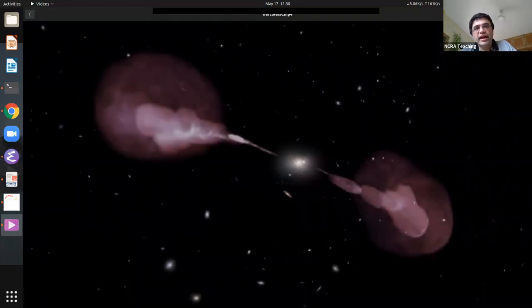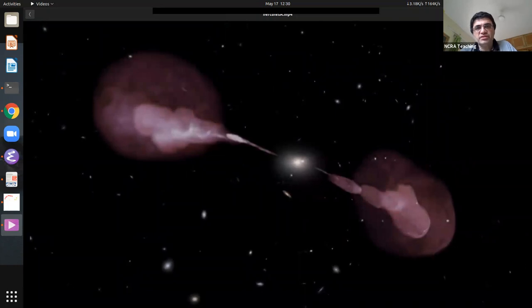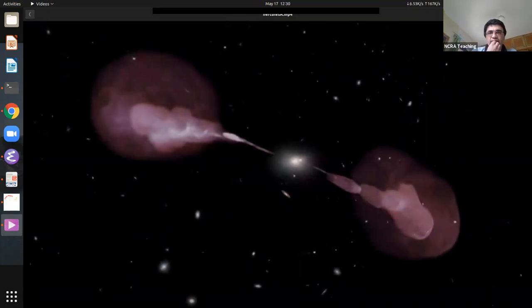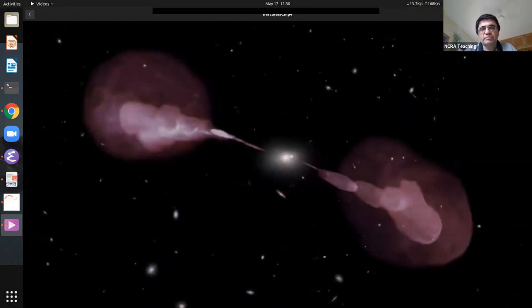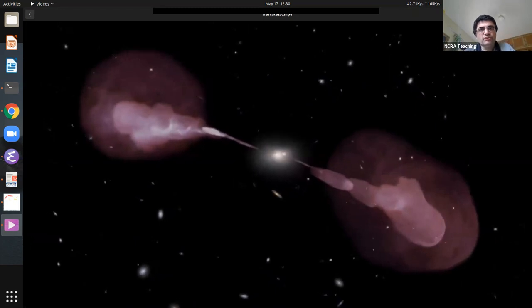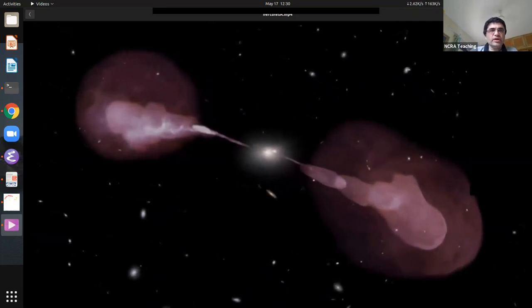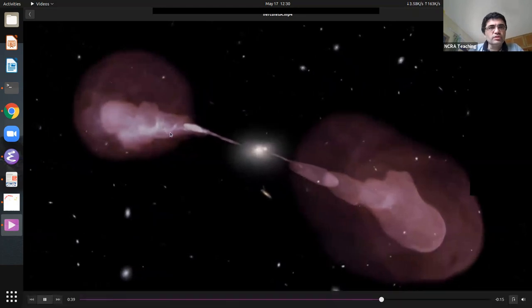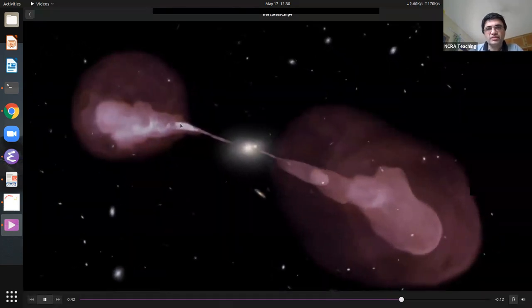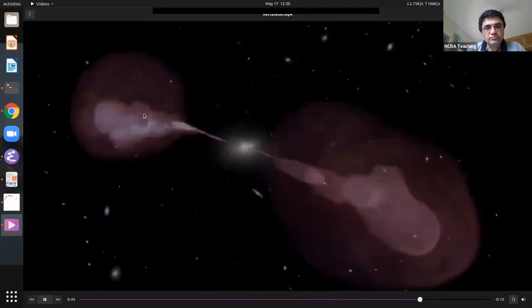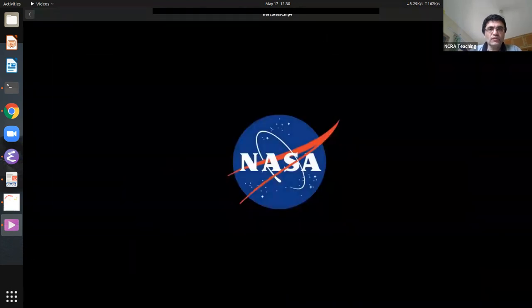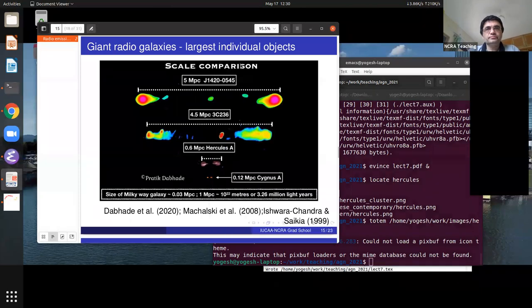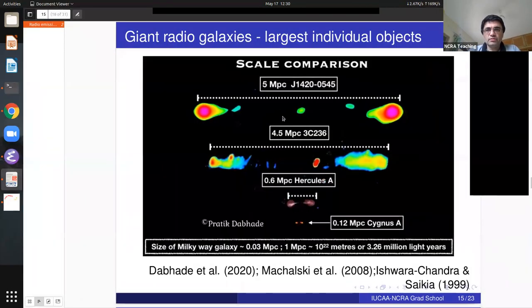There you go. And then they have done a visualization just to highlight the fact that the jets are sort of one-dimensional, but the lobes are not two-dimensional. Remember, the lobes are three-dimensional. So they've done a video. And you can see that the lobes also show some amount of substructure in those structures. Okay, so let's go on a bit.